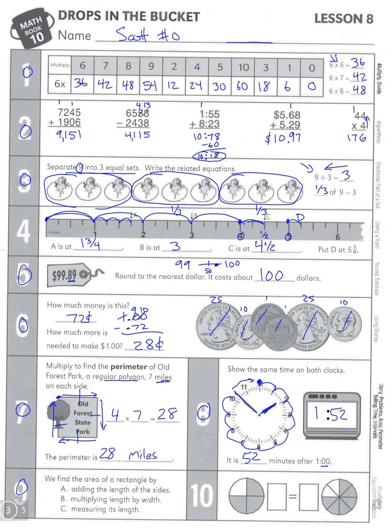All right, number 9. We find the area of a rectangle. The area of a rectangle by adding the length of all the sides. No, that's the perimeter. So nope, not that one. By multiplying the length times the width. Yes, that's the one. C, let's look at that. Measuring its length. Nope. Right. The area, remember, is how many little squares fit inside. So we just do length times width.